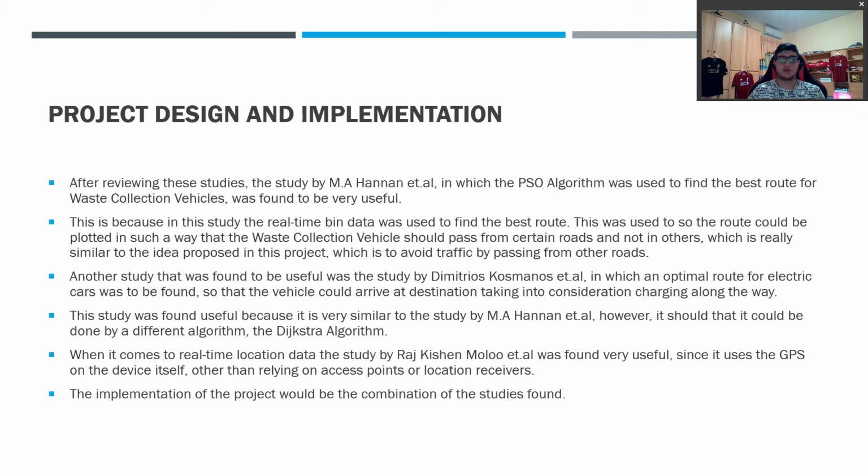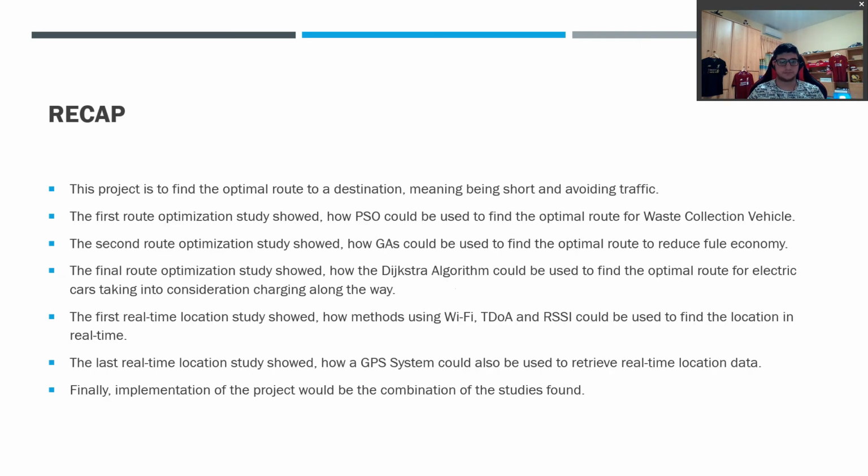When it comes to real-time location data, the study by Rajkishan Molu et al. was found very useful since it uses GPS on the device itself other than relying on access points or location receivers. The implementation of the project would be the combination of the studies found. So to recap, this project is to find the optimal route to a destination, meaning that the optimal route should be short and avoid traffic.